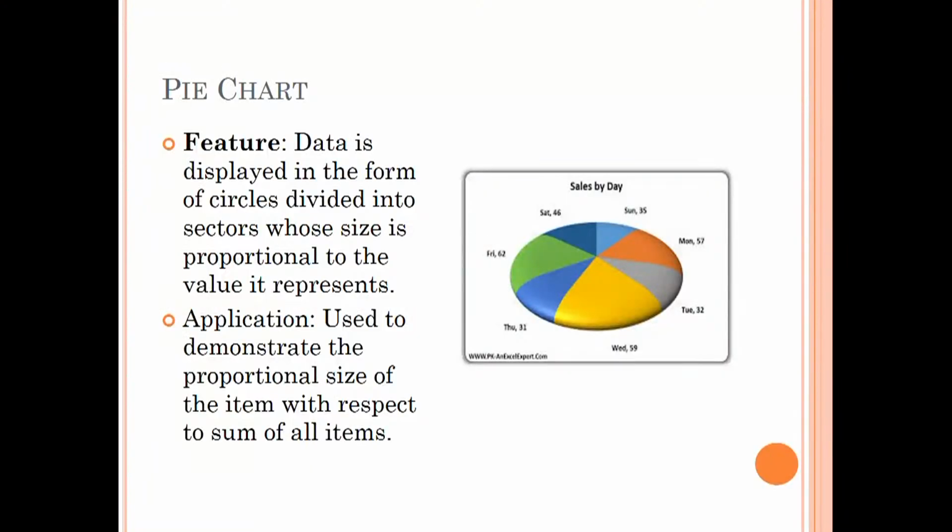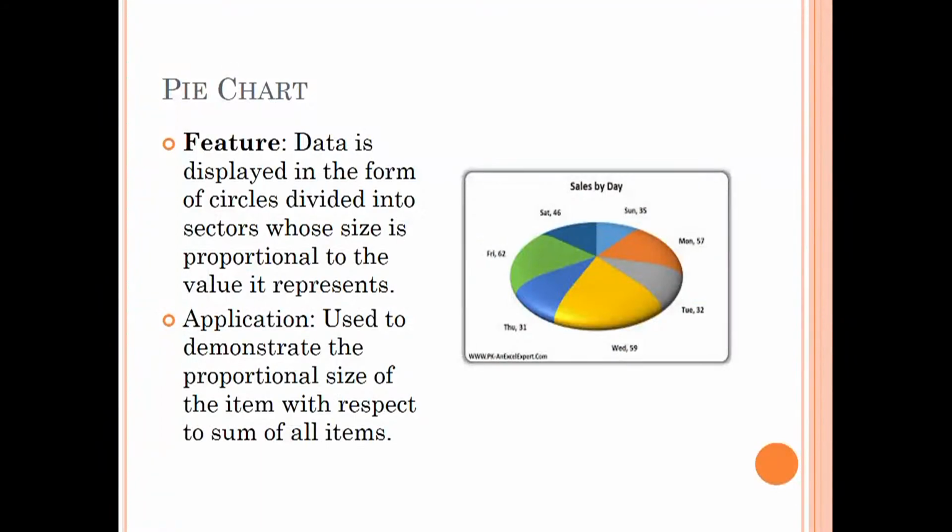The next is a pie chart. So the feature of the pie chart is that the data is displayed in the form of a circle divided into sectors whose size is proportional to the value it represents. So basically you can imagine this as a circle, and the whole circle is divided into several sectors. The area of that sector is proportional to the value which that particular sector is representing. That is a pie chart.